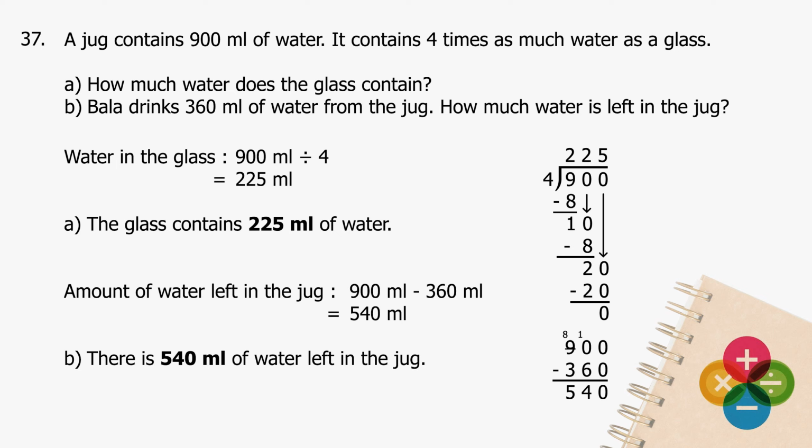The amount of water in the glass will be: divide 900 milliliters by 4, and the quotient is 225 milliliters. A. The glass contains 225 milliliters of water. The amount of water left in the jug will be: subtract 360 milliliters from 900 milliliters, and the difference is 540 milliliters. B. There is 540 milliliters of water left in the jug.